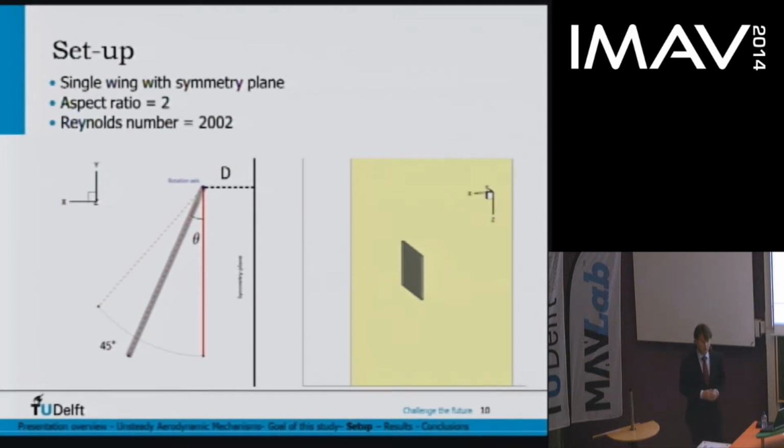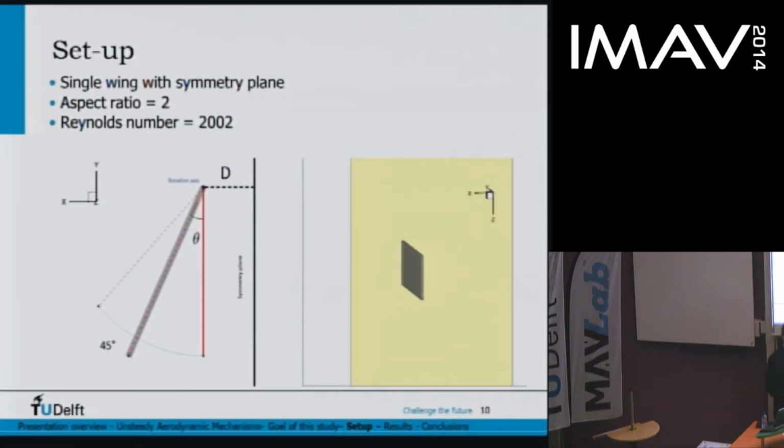First of all, I modeled a single wing as a flat plate with an aspect ratio of 2 and used a symmetry plane to mimic the second wing. The Reynolds number, based on the average tip velocity, is around 2000, and we have a flapping angle of 45 degrees.